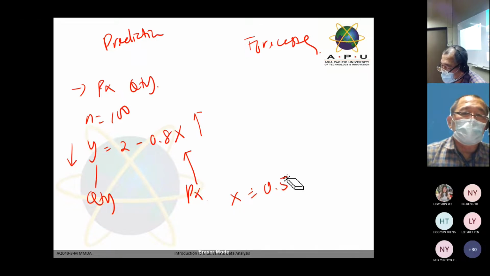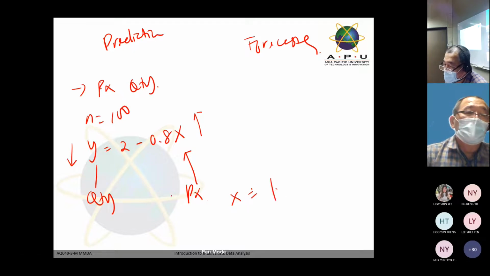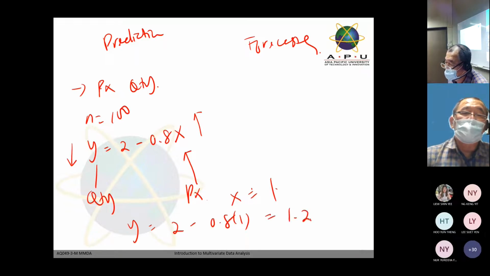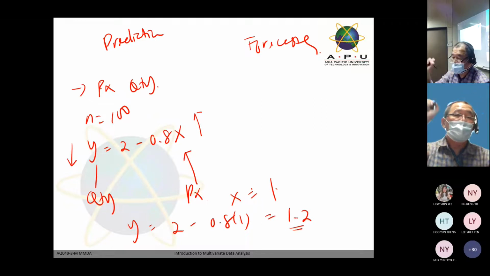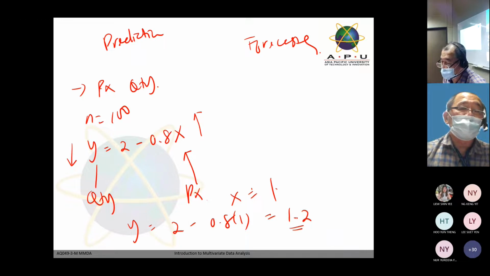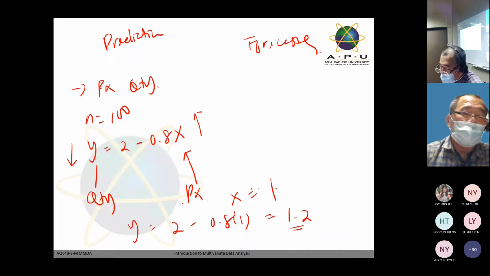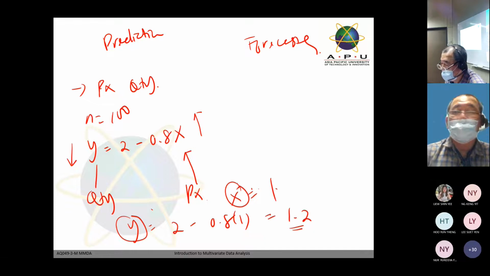No, let's say x is 1. Okay, 1. So y will be 2 minus 0.8 times 1, therefore it's 1.2. So the person will purchase 1.2 units. This is the prediction, which means you can predict the y using the x.